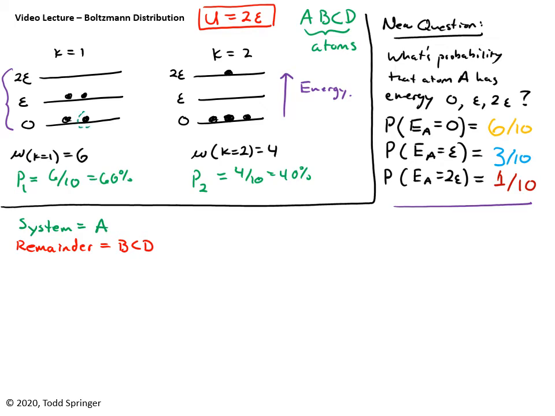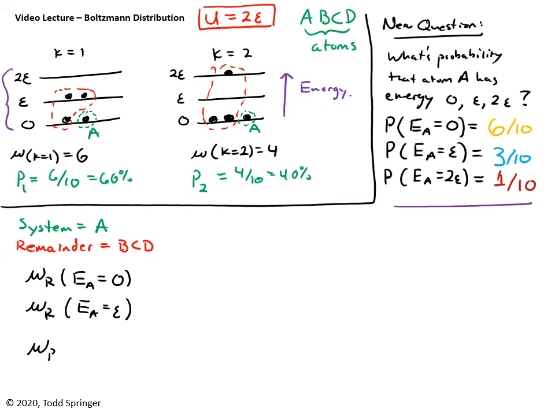So, for example, maybe this is atom A, and then the other 3 I'm lumping together and treating them like a remaining system. Maybe this one, again, is atom A, and then the other 3 are the remaining system. What I'm most interested in is the number of ways that I can arrange the remaining 3, keeping atom A in some state. So what I really want to know is, what is the multiplicity of the remaining atoms? The R stands for the remaining atoms, when the energy of the system A is equal to something like 0 or epsilon or 2 epsilon. So the multiplicity of the remaining system, what is that?